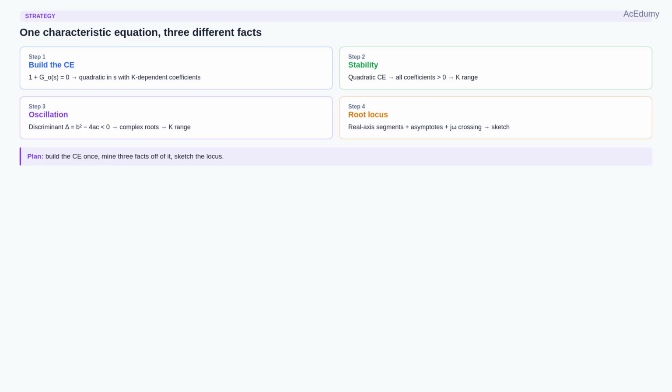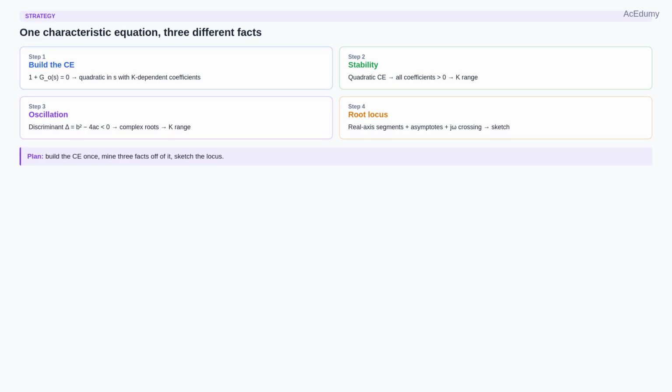Step 2. Stability. The characteristic equation is second order. Apply the necessary condition for a quadratic: every coefficient strictly positive. Get a K range. Step 3. Oscillation. A second-order system oscillates when its roots are complex, which happens when the discriminant is negative. Compute the discriminant and find where it goes negative.